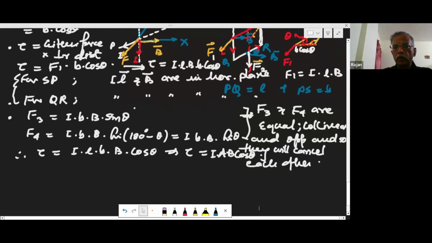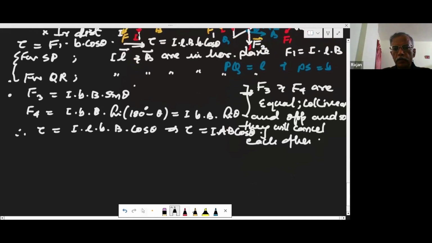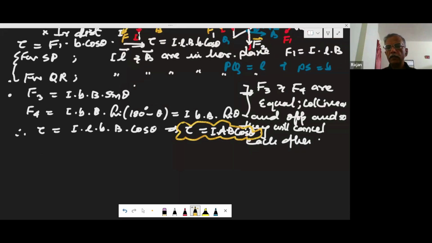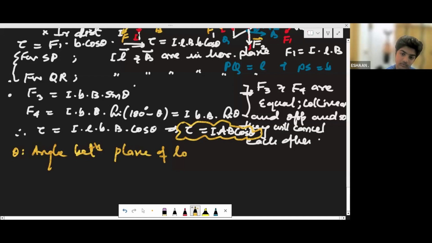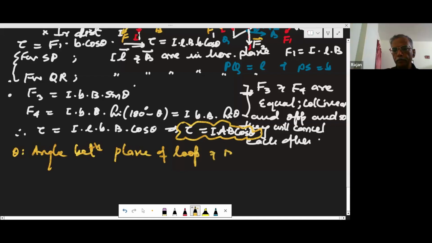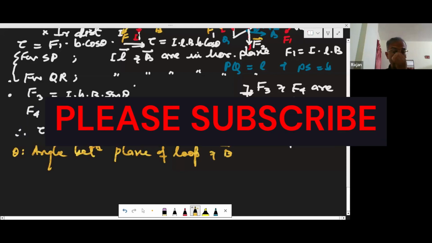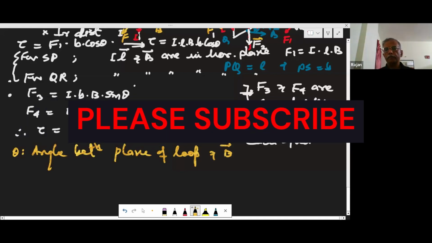I into L into b, B cos theta, correct? So this is the expression we are getting for the torque, IAB cos theta. Clear? Mind it, theta is the angle between the plane of the loop and B. Again, if you see the figure, theta is the angle between the plane of the loop and B. You can check this, right? Clear?